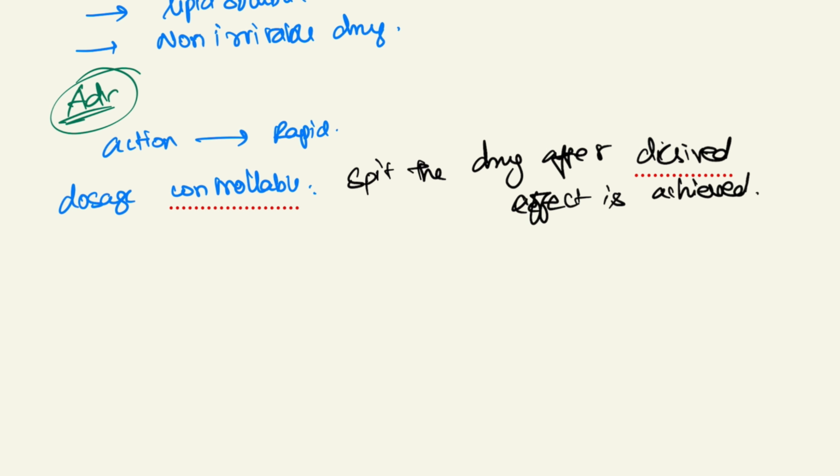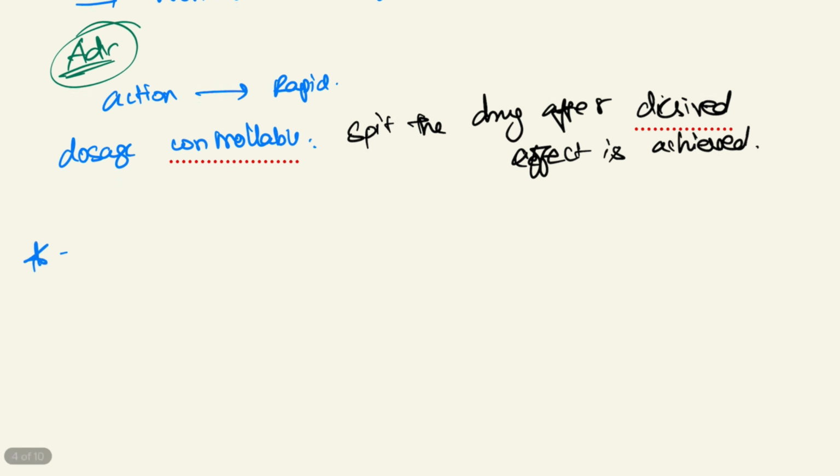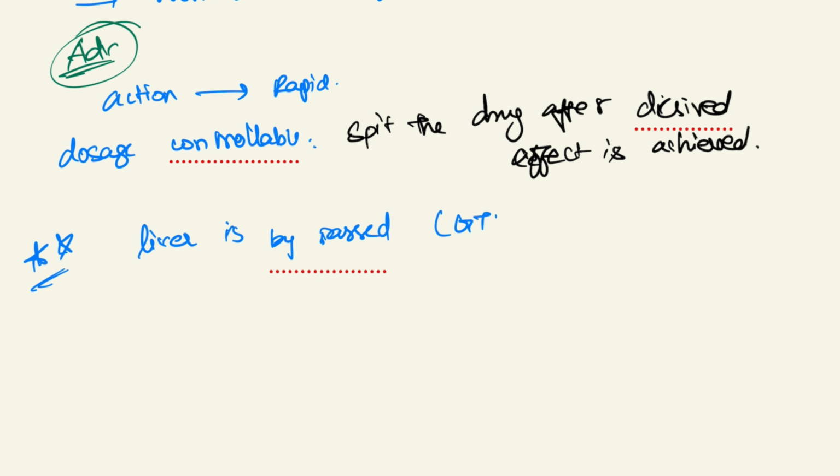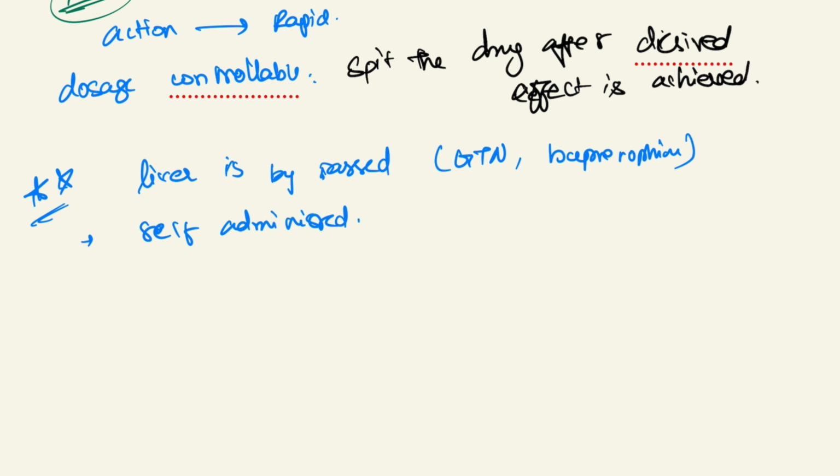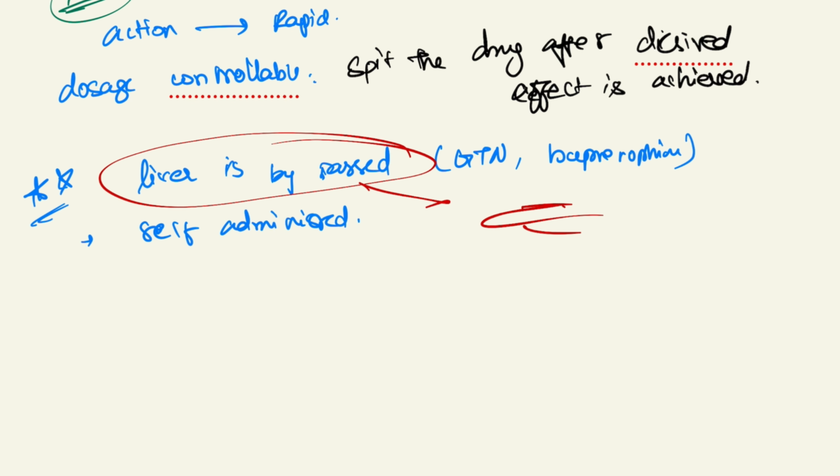Dosage control is extraordinary, because after the expected action is achieved, we can remove the tablet or the drug from the mouth. Do you understand why the dosage control is extraordinary? Liver bypass is done. The drug is not passing through the intestine, so it never gets into the portal circulation. It is not metabolized by the liver, so it is easily absorbed. GTN is an example of the sublingual route.